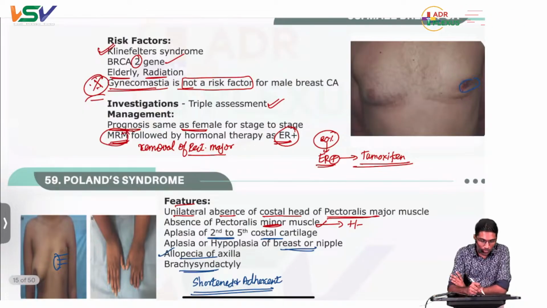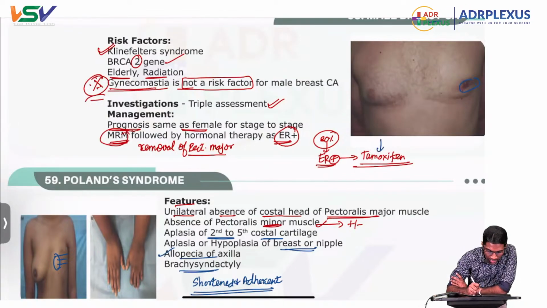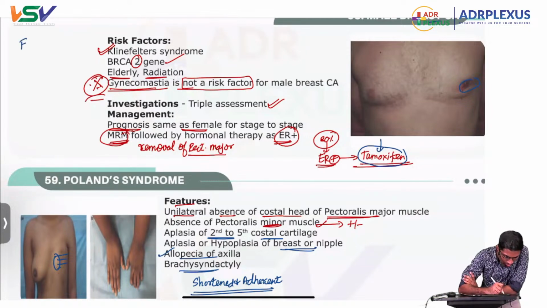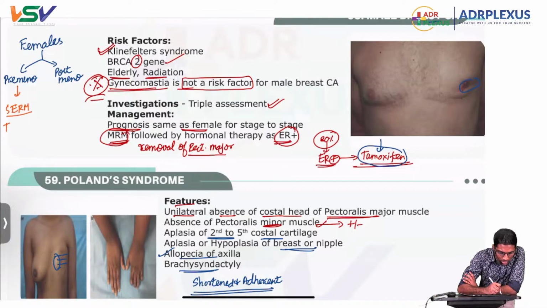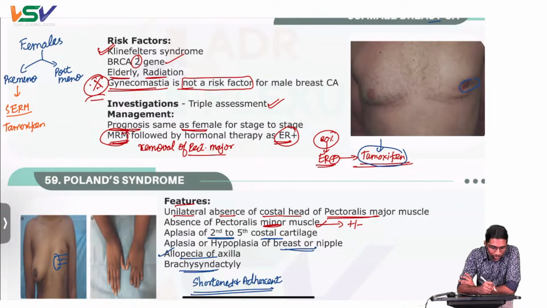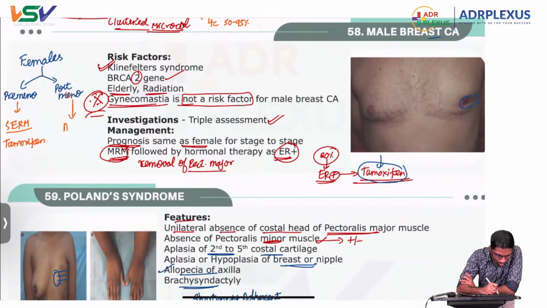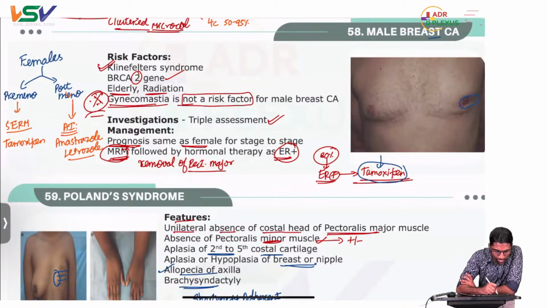Before going to another topic, I'll just cover this alone. This is in case of males, you give tamoxifen. Just write it down here. In females, you divide into premenopausal and postmenopausal. In premenopausal, you give SERM, that is tamoxifen. In postmenopausal, you give aromatase inhibitors, that is anastrozole, letrozole.